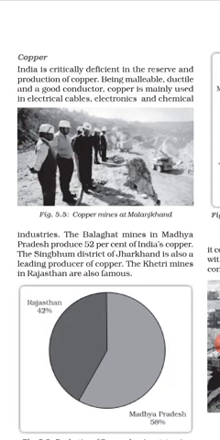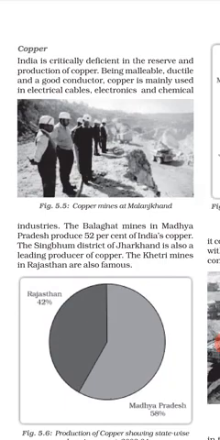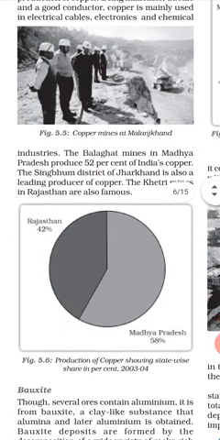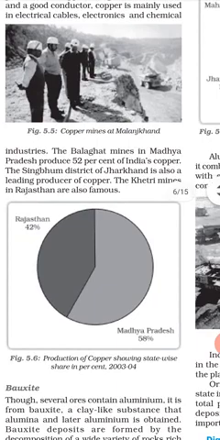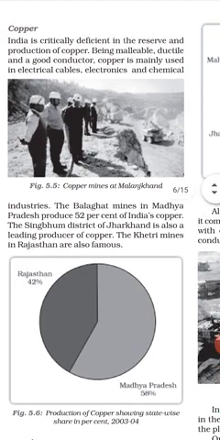Earlier we have seen the Balaghat mines in Madhya Pradesh. It produces 52% of India's copper, and this diagram is also shown here. Madhya Pradesh, okay, here, and Rajasthan are the two main copper producing states in India. And the Singhbhum district of Jharkhand is also a leading producer of copper. And Khetri mines in Rajasthan are also famous for copper. So this is the diagram and the names. Now you will write a short note on copper.